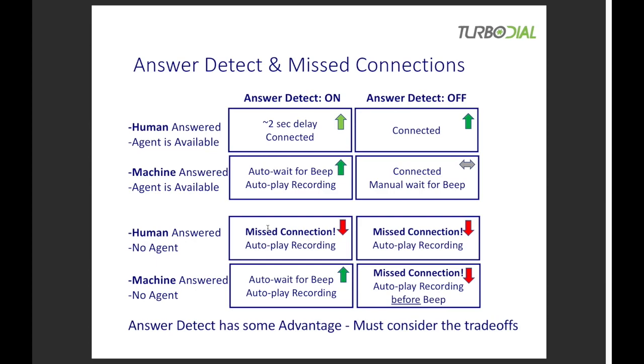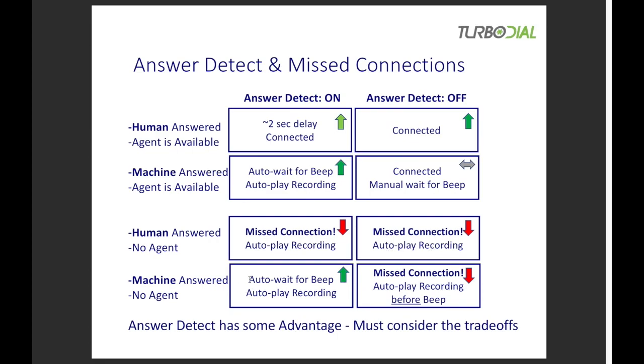But there's another set of scenarios where there are no agents available. Let's walk through those. So if a human answers with no agent available, if answer detect is on, that's called a missed connection. And TurboDial is going to automatically play your missed connection recording to that human. That wouldn't be considered a success because the human who answered did not really want to be talking to your recording. If answer detect is off, the same thing happens. It's a missed connection, and TurboDial will autoplay your recording to the human because no agent was available.